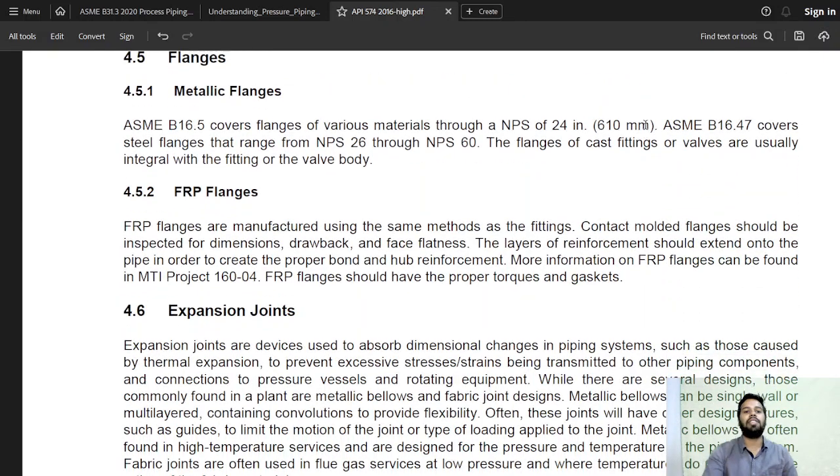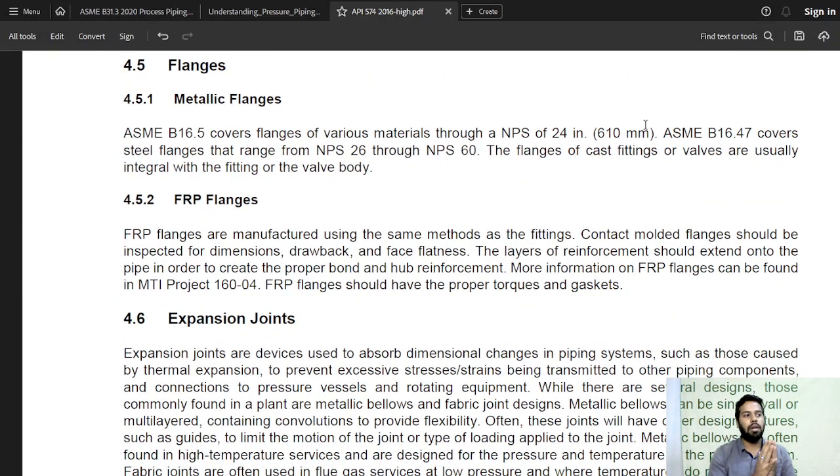Flanges. Flanges are basically equipment that will facilitate connections between two pipe fittings. Okay. Generally, ASME B16.5 covers the flanges of various material through NPS 24. ASME B16.47 covers steel flanges that range from NPS 26 to NPS 60. The flanges of cast fittings or valves are usually integral with the fitting or valve body.